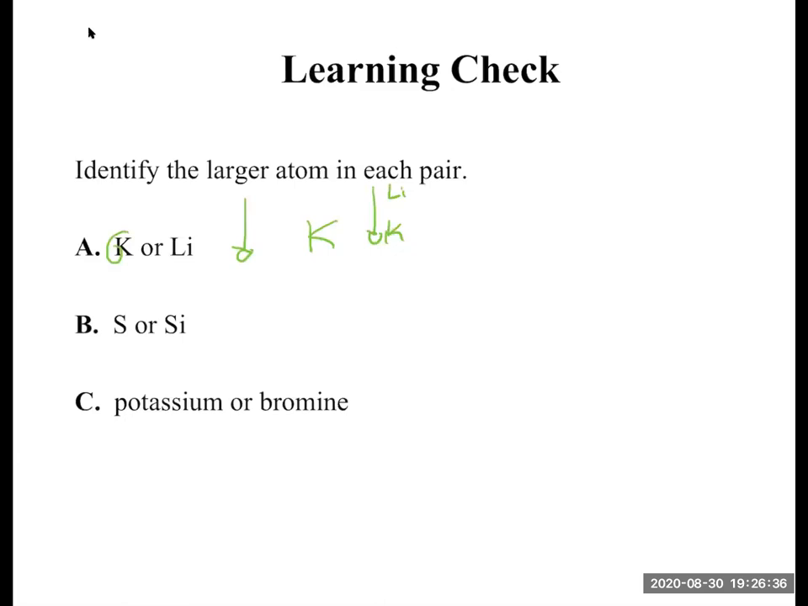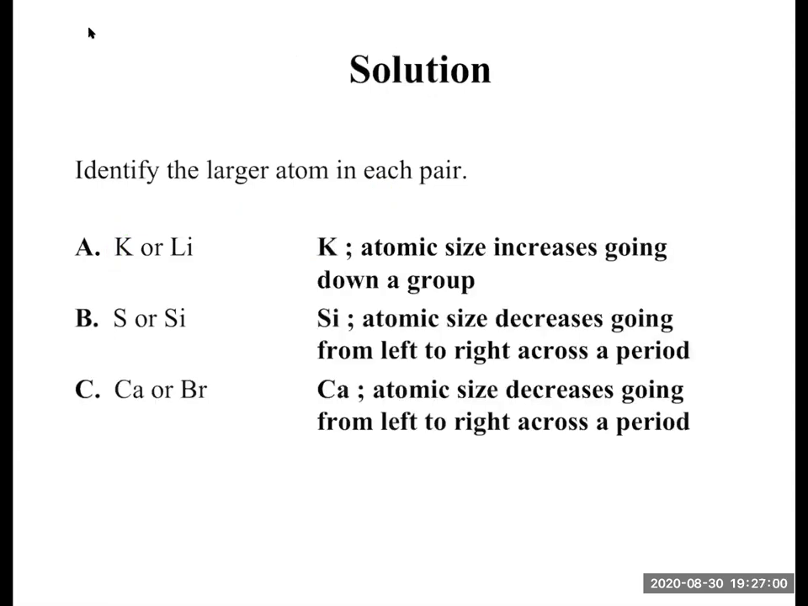If you look at sulfur and silicon, in this case, silicon is going to be bigger because the atomic size decreases when you go from the left to the right. If you look at potassium and bromine, potassium will be the larger one. So here are your answers. I also posted a video on this.